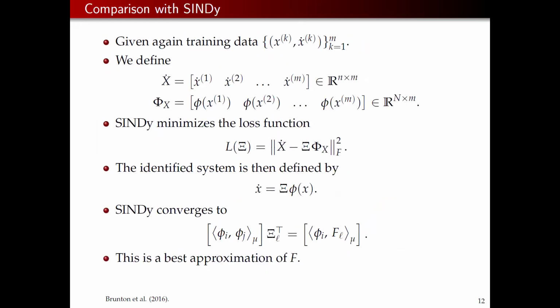And just to show that Cindy is doing exactly the same, if you're familiar with the sparse identification of nonlinear dynamics approach that was proposed by Brunton et al. in 2016, you can write Cindy in exactly the same way. We define the data matrices containing the time derivatives, which is denoted here by x dot. We then define this matrix phi of x, which contains the transformed state space variables, and then we can write the loss function in this form here. So in this case, we want to find the matrix xi so that this loss function is minimized, and this is exactly what Cindy does.